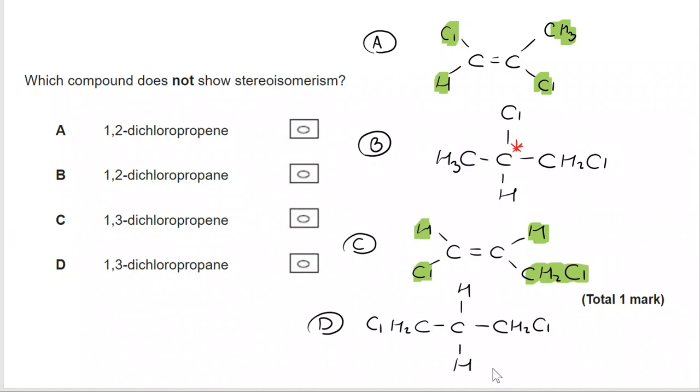Whereas if we look at D, we've got a C with 2 H's and 2 CH2Cls coming from it. That has no stereoisomerism, so the correct answer is D.